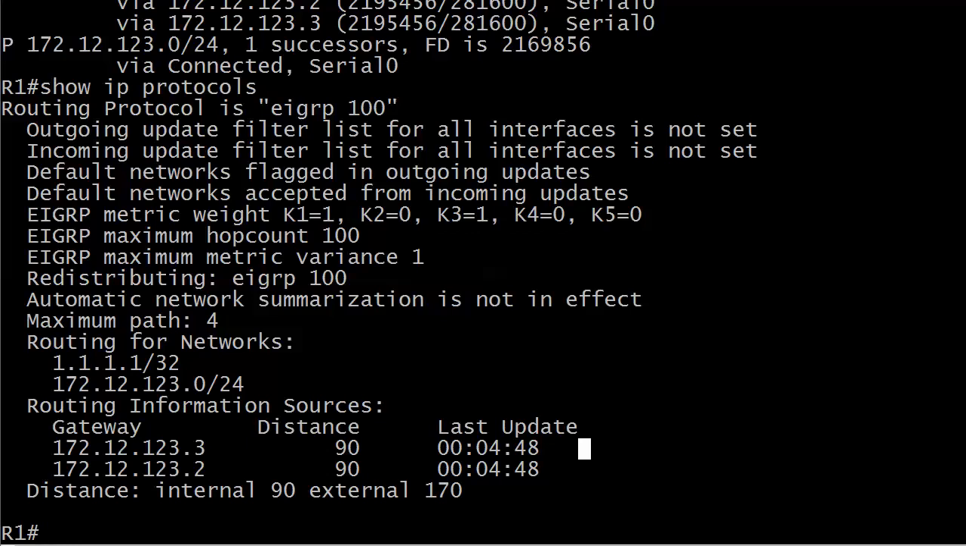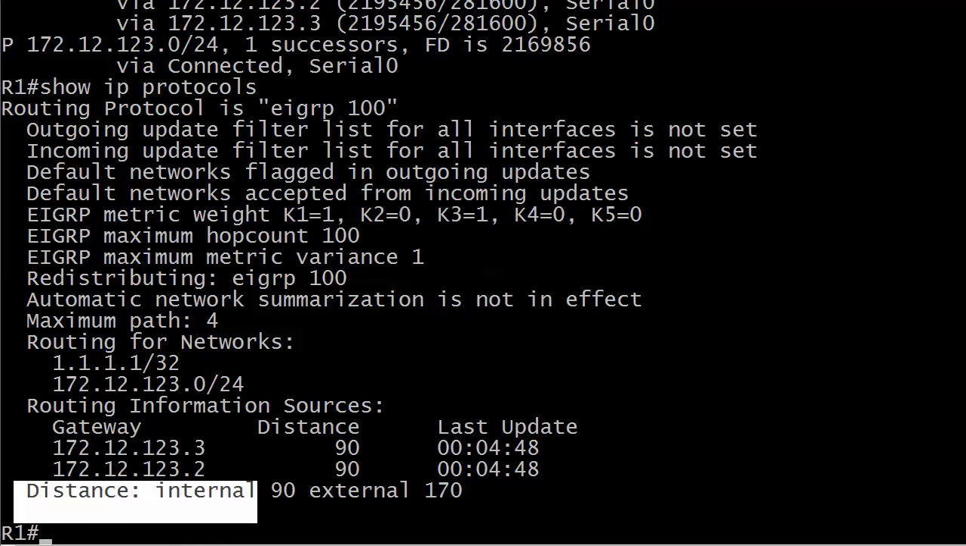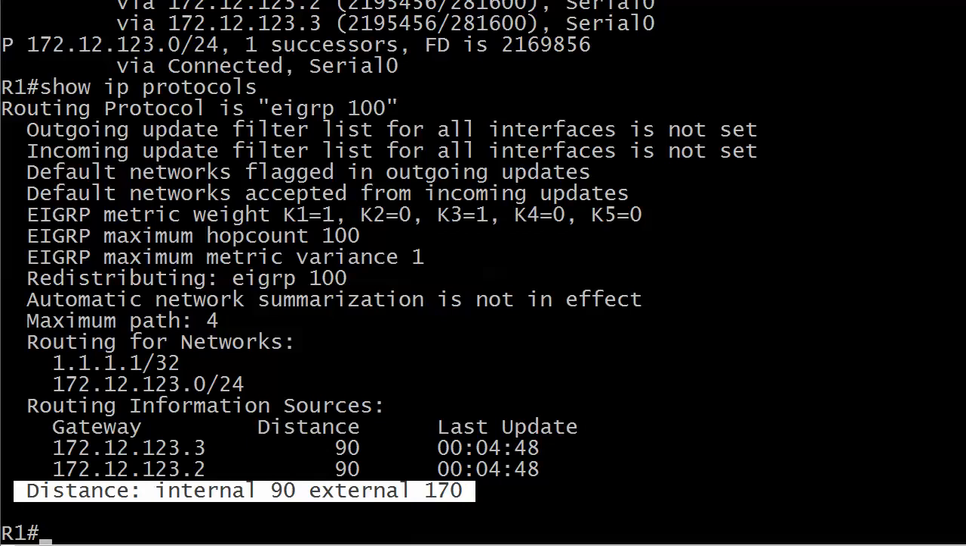That's what we want. We know that at the beginning, when they form an adjacency, they exchange full routing tables. After that, they're only going to exchange updates when there's an actual change in the network. We also see the distance, and notice it doesn't go all the way and say administrative distance, but that's what that is. We talked about that in the last video. You've got internal 90, external 170. This is a great command. It really does give you a lot of good solid information about whatever protocols you're running.